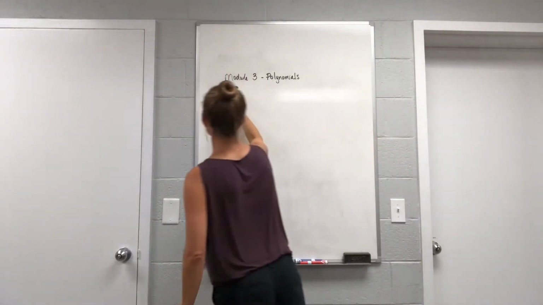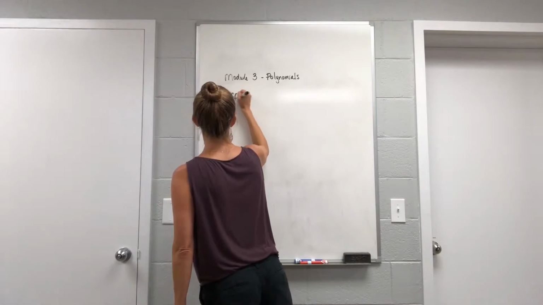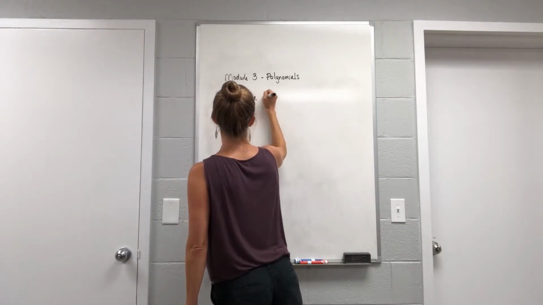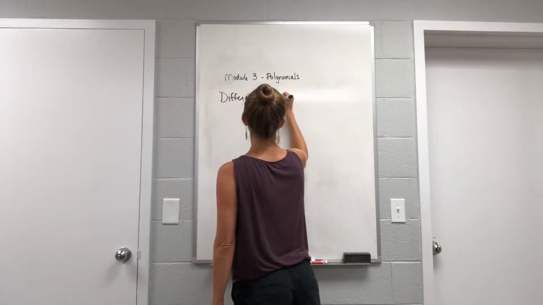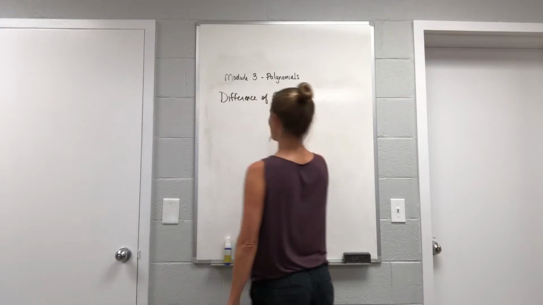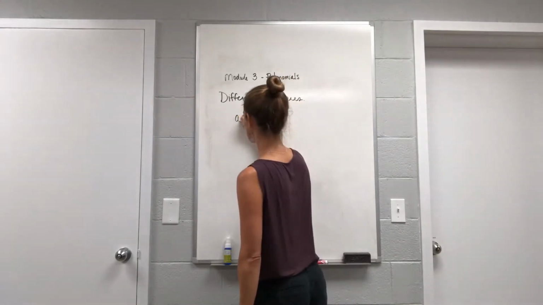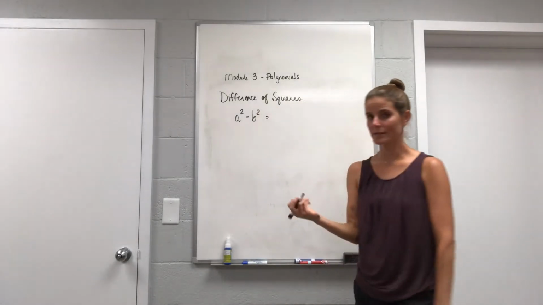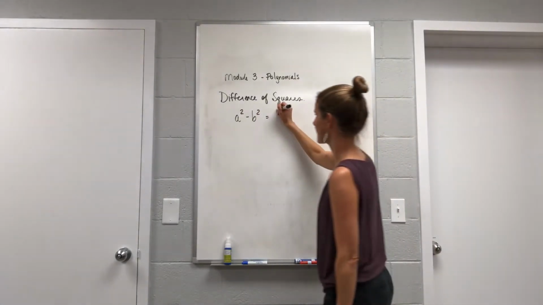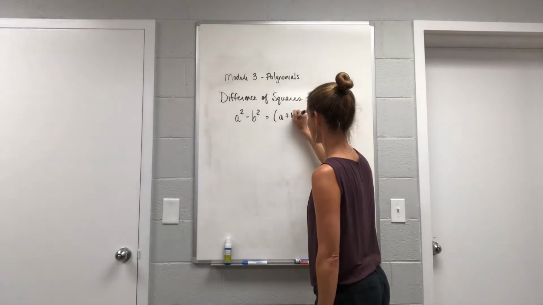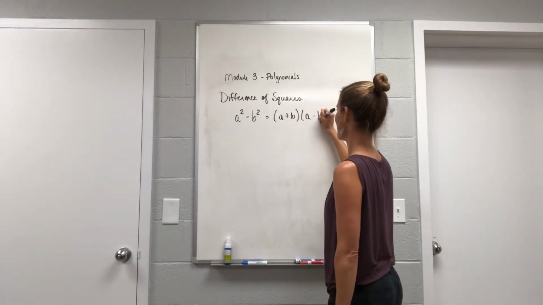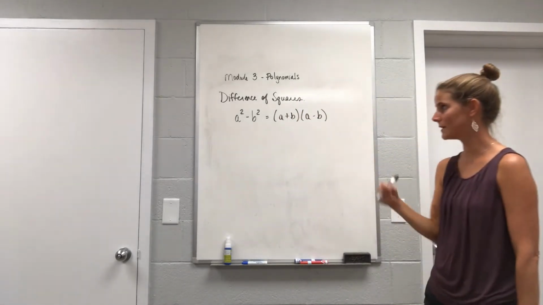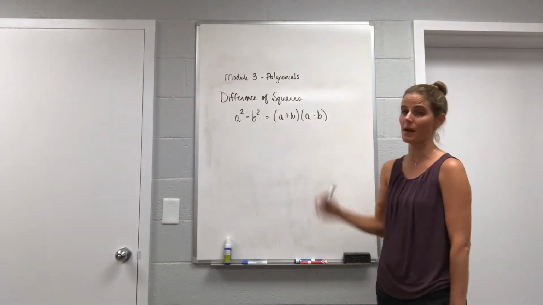Okay, difference of squares. Following a formula, if you see a problem in this form, something squared minus something squared, it will always factor to be that something plus that other something times that something minus that something. So in this case, a squared minus b squared is equal to a plus b times a minus b.